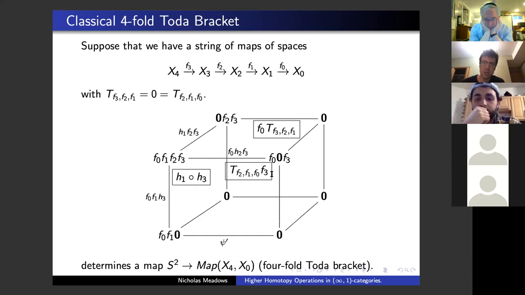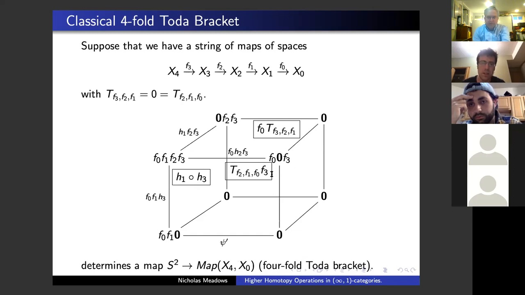Then what we can do is define the fourfold Toda bracket. This only exists if the threefold Toda bracket of the first three and last three maps vanishes. So we can think of the threefold Toda bracket as kind of a loop in this space of maps, which is kind of the boundary of the front face. Now, the fact that this is null homotopic means that we can extend this map from the boundary of a square to a map from the square to this space of maps. And the back face is defined analogously.